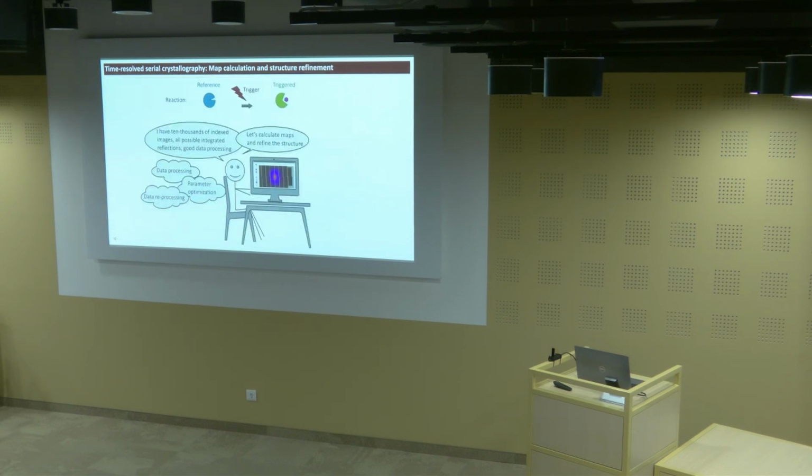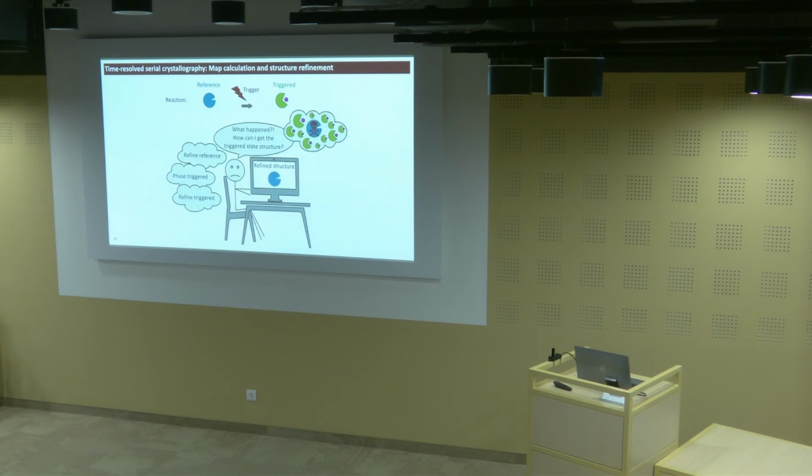That means that if we have collected hundreds of thousands or even millions of images, we have indexed tens of thousands of them, we have integrated our intensities, we have good data processing statistics, we finally have this list with the reflections and their intensity, which means that we can calculate and refine our structure. But when we refine the structure of this triggered state, what we end up with is the structure of our reference state. So what happened and how can we get this triggered state structure?